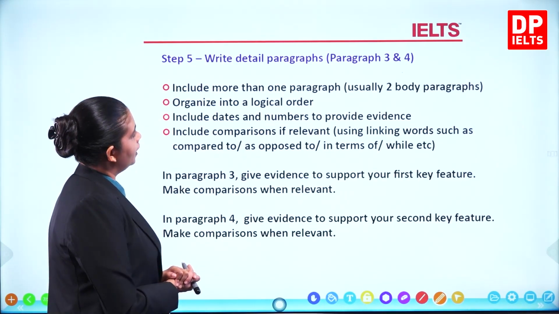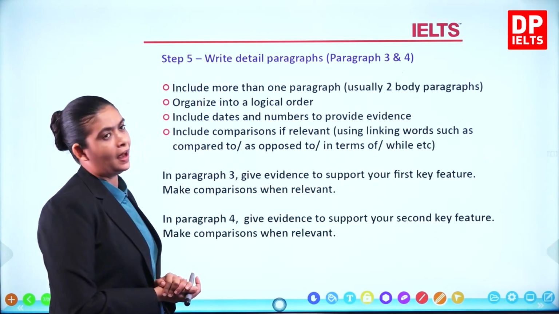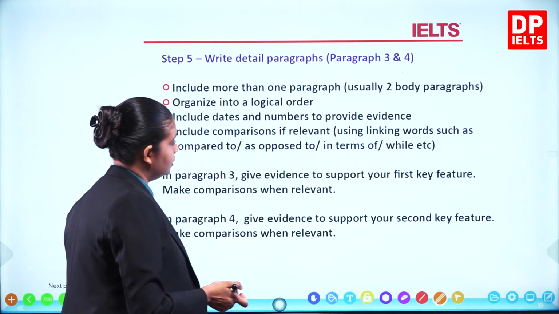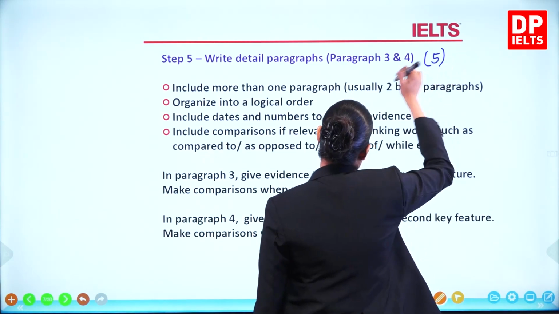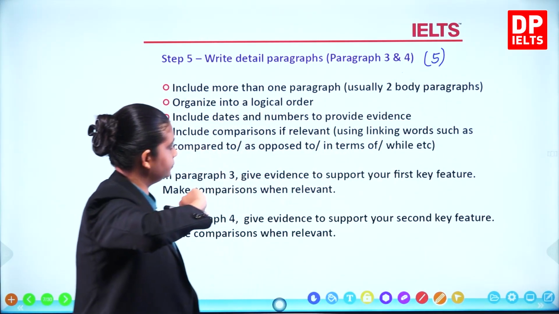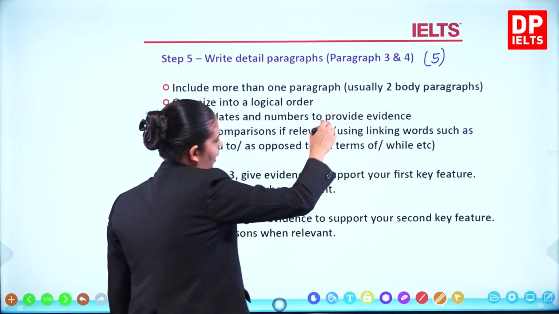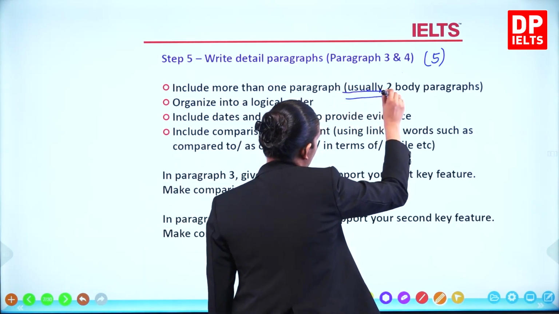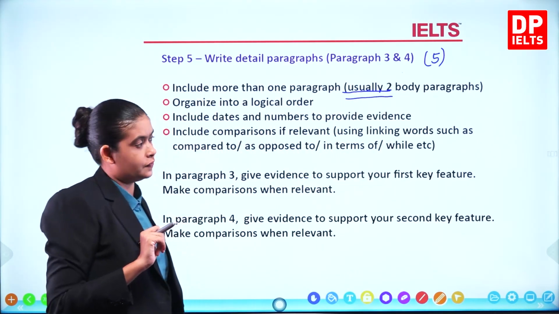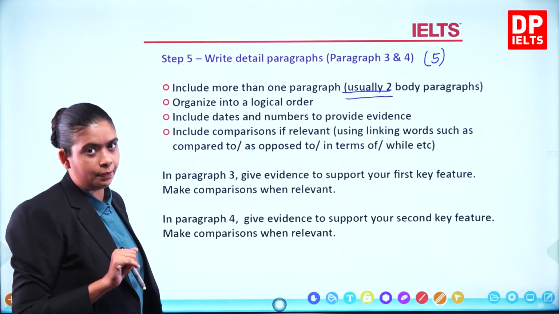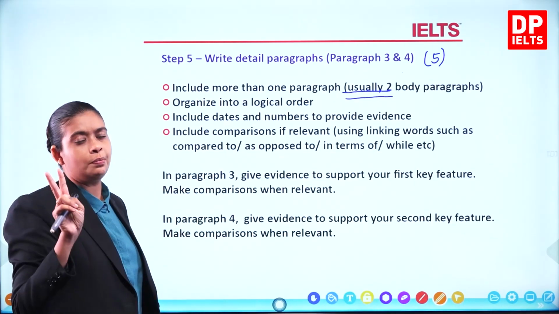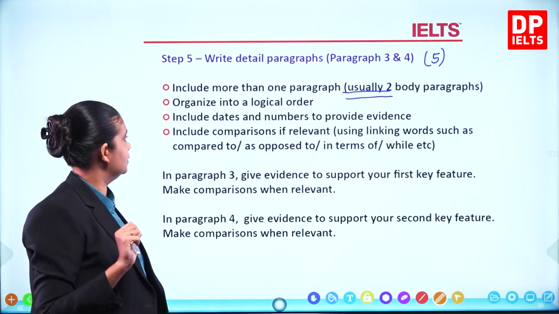So step 5, write detailed paragraphs. You could write 3, 4, right? Or if needed only, you will write the 5th one. That's why I've written down here usually 2 body paragraphs, right? So here you have to include more than 1 paragraph definitely. So a minimum of 2 body paragraphs.